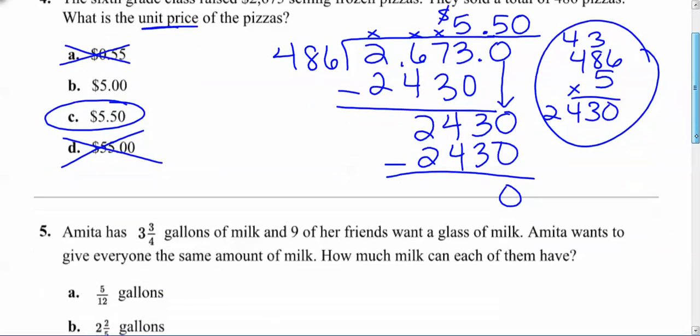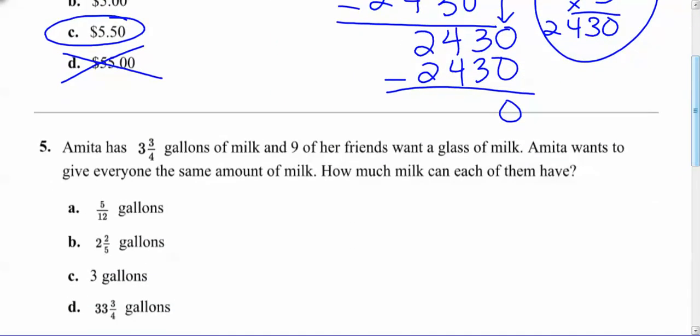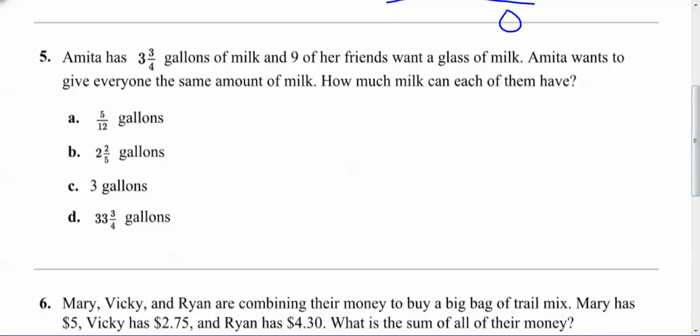The next question, Amita has 3 3/4 gallons of milk and 9 of her friends want a glass of milk. Amita wants to give everyone the same amount of milk. How much milk can each of them have? So this is how much she has. This is how many people she's dividing it among. So anytime you have a question where it's asking you to share something equally, that's a division problem. So she's sharing the milk. She's not sharing her friends to the milk, right? So we've got to take the milk and divide it up amongst 9 people.